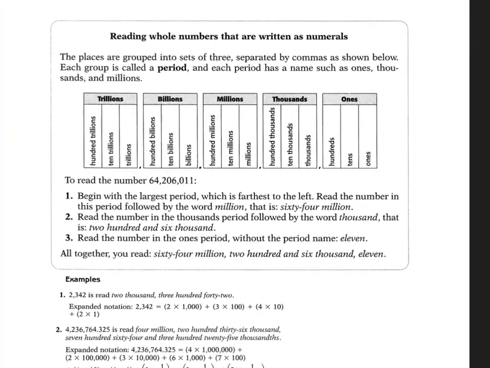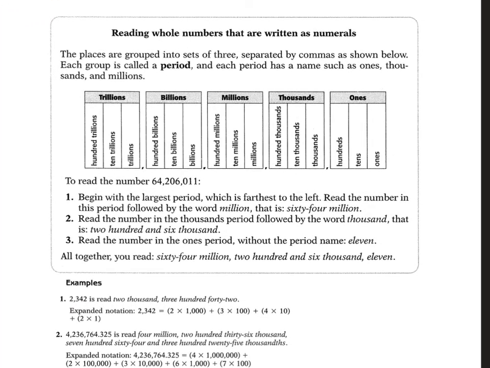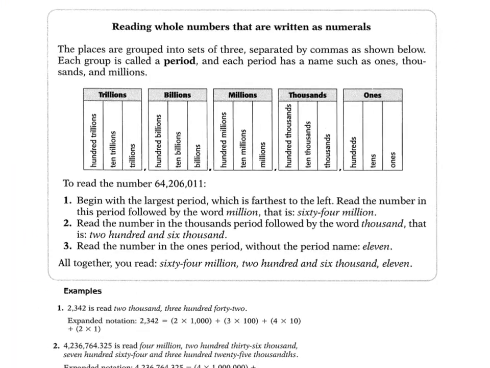For reading whole numbers, you want to read whole numbers as if you are reading each place value. So you are reading the number 64,206,011. I'm looking right here. So you're going to begin with the largest period, which is the farthest from the left, and then read the number in this period followed by the word million, that is 64 million. Then you have 206,011. The only time you say the word and is if you have decimal places. So that and is representing that decimal point.